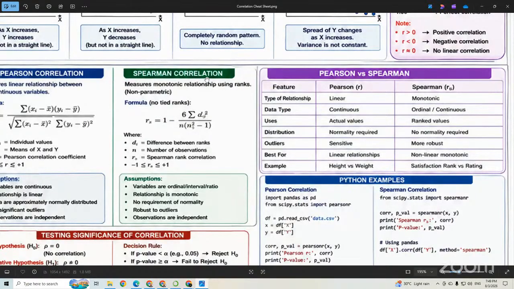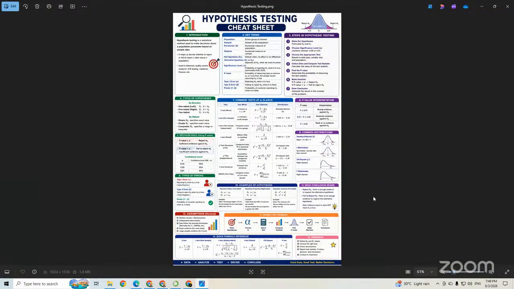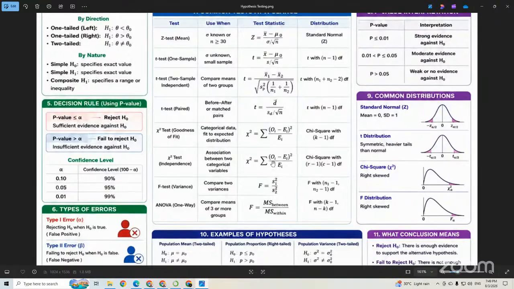When you apply the Spearman correlation, here you can see the assumptions. Variables are ordinal, interval, or ratio, and the relationship is monotonic, meaning it is either monotonically increasing or decreasing. There is no requirement of normality here, whereas we required normality in the first one.